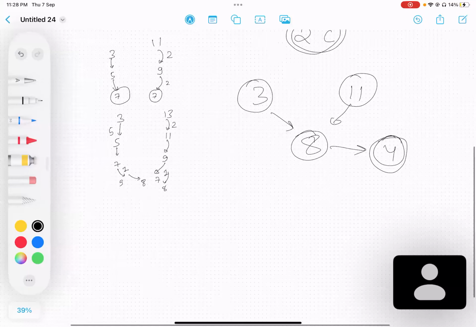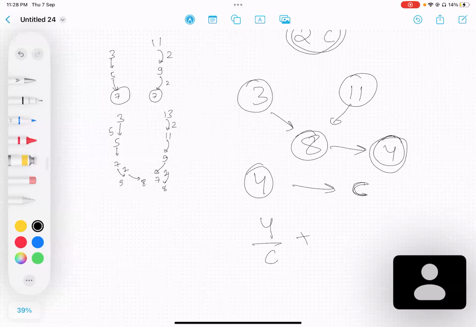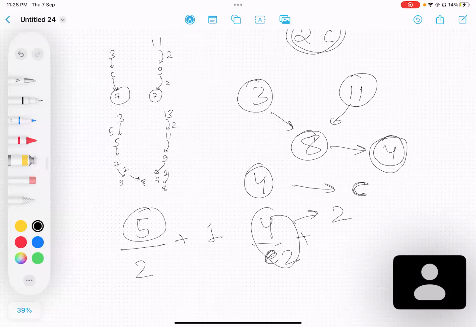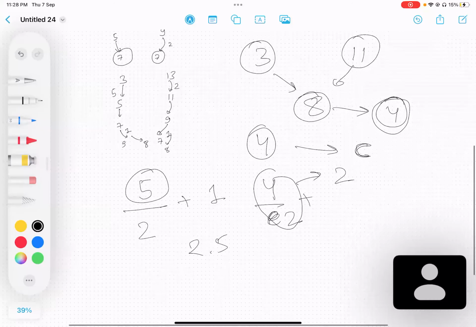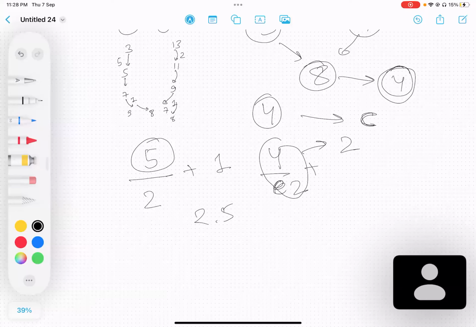Now we have 4, and in each move you are removing C. So the number of steps required would be 4 by C. Here C was equal to 2, so it got divided exactly, and that's why we got 2. But let's say the difference was 5. In that case, 5 by 2 is 2.5, and 2.5 moves does not make any sense. So it will be rounded up to the greater integer, which is 3.